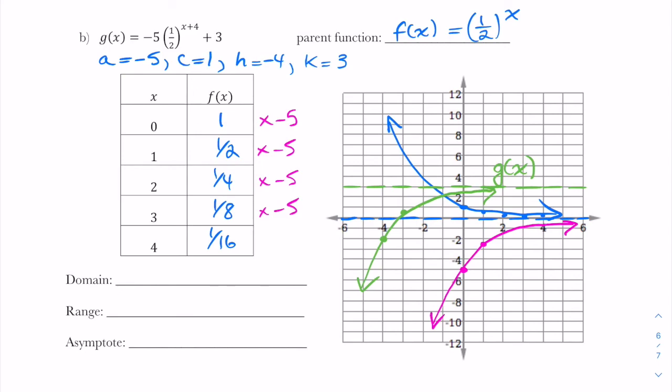And finally, we'll answer the domain, range, and asymptote. As always, the domain of any exponential function is the set of real numbers. In this case, the range is the set of y values that are less than 3. And the asymptote is the horizontal line y equals 3.